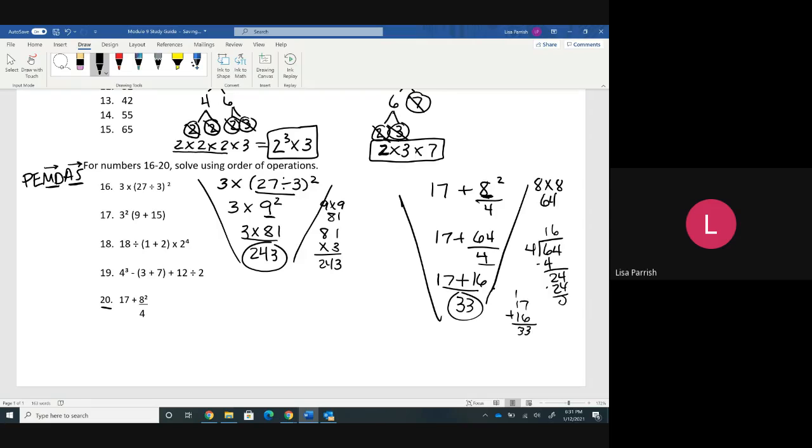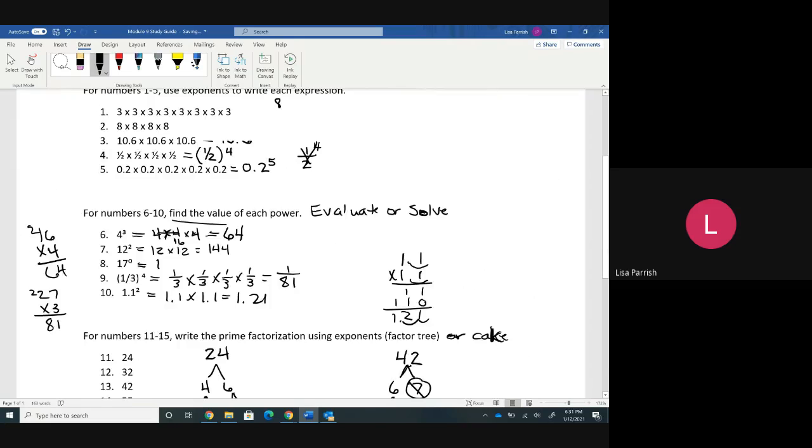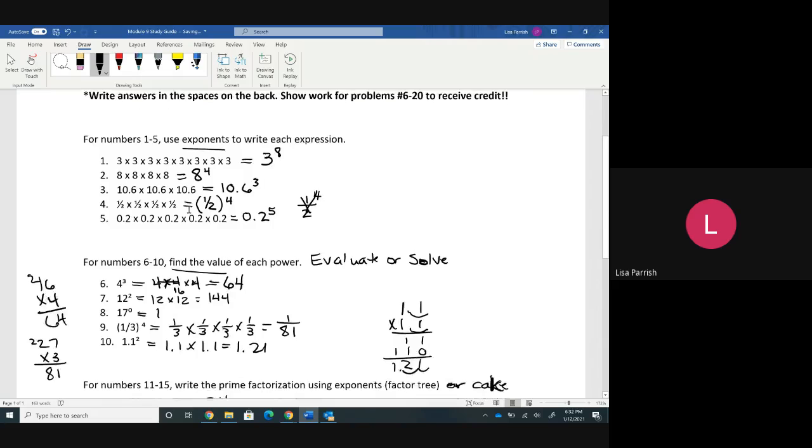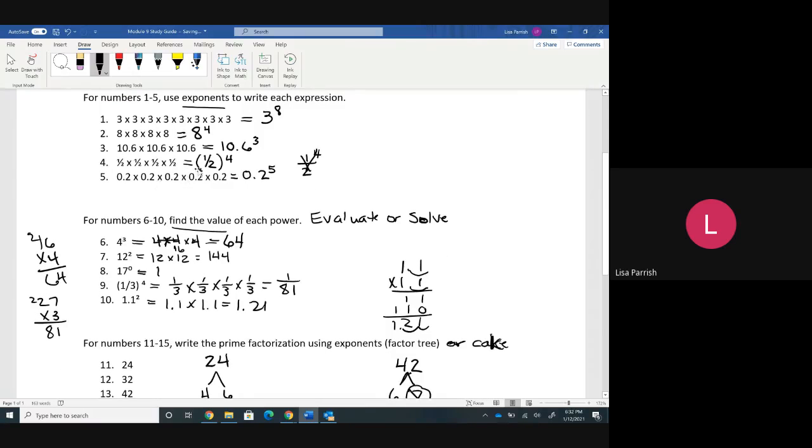Okay, so just to recap, when they ask you to use exponents to write the expression, there's no work there. Your number being multiplied is your base. How many times it's multiplied is your exponent. It does not matter if it's a decimal or a fraction. You still do that the same way. The number being multiplied is your base. How many times it's multiplied is your exponent.